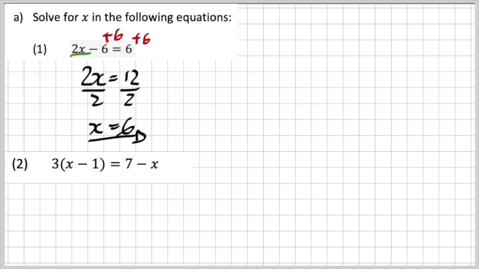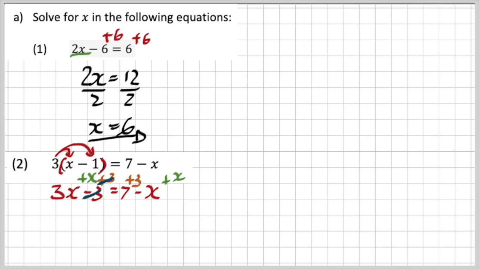Let's look at the second one: 3 times x minus 1 is equal to 7 minus x. How would I do this? Well, it's got brackets in them, so first of all, I would get rid of my brackets by multiplying the 3 into the brackets. What is my goal now? Let's isolate x. I'm going to add 3 on both sides, and I'm also going to add x on both sides. I'm choosing to get all my x's on the left-hand side.